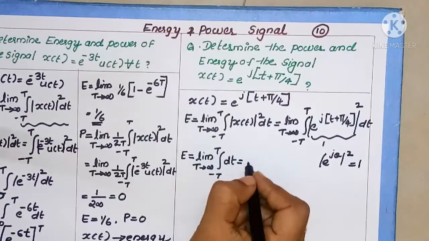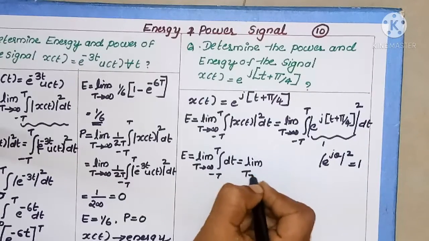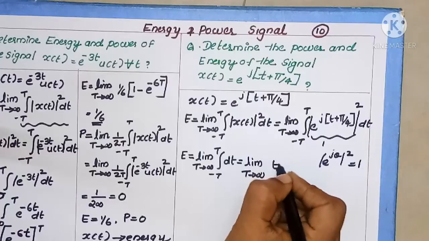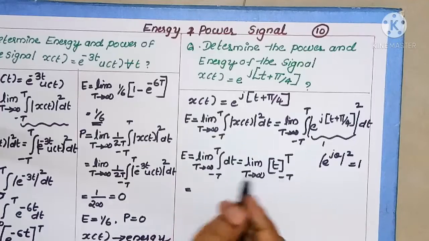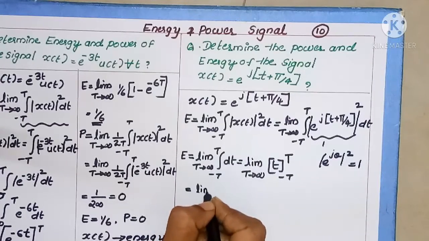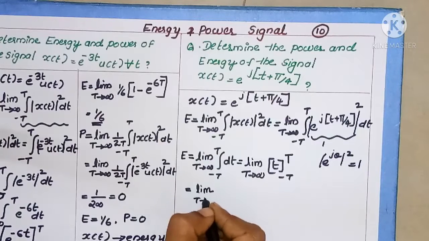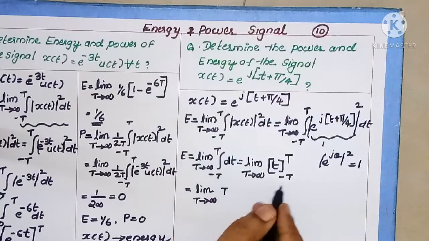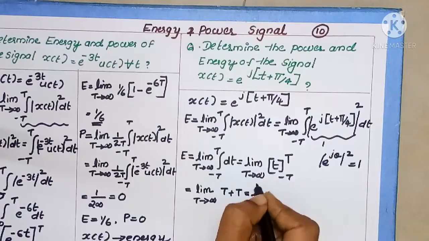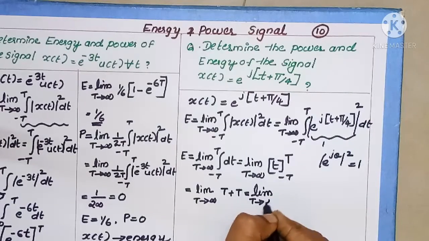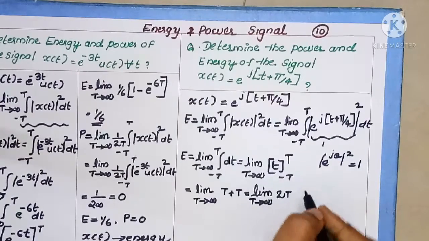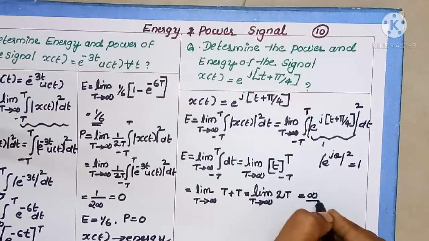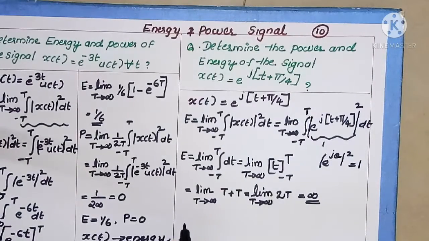Then take the integral: limit t tends to infinity, the integral of 1 becomes t, from minus t to t. Apply the upper and lower limits. You will get limit t tends to infinity, capital T minus minus t becomes plus t, so you get 2t. If you apply t tends to infinity, it becomes infinite. So here we get E is equal to infinity.